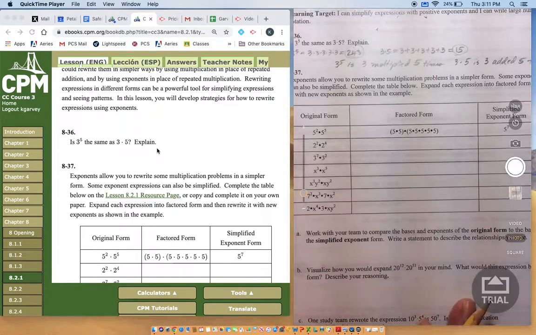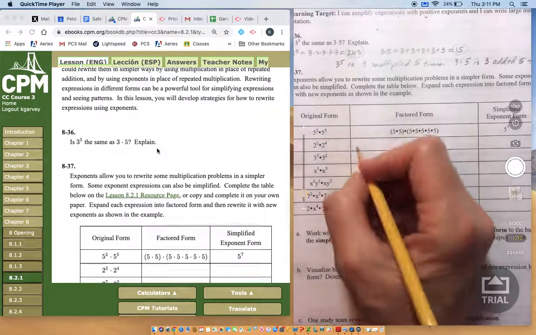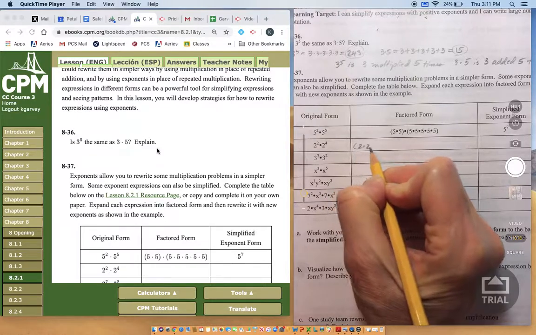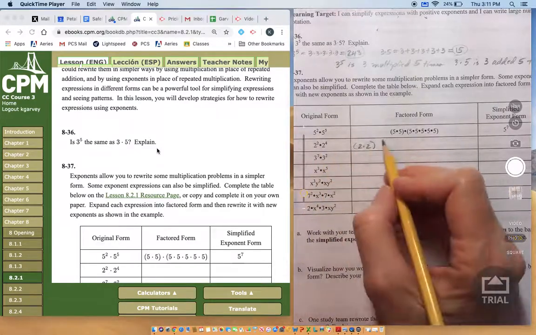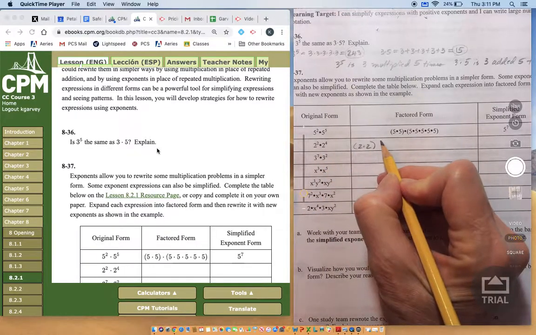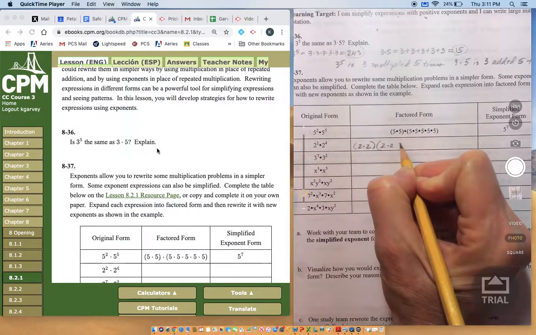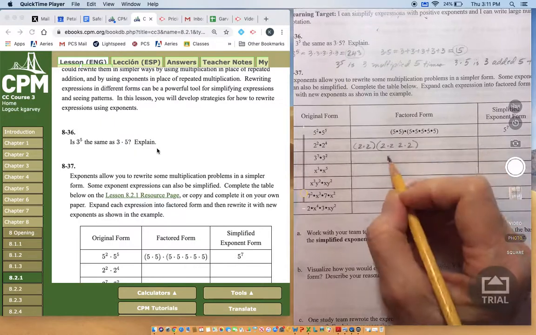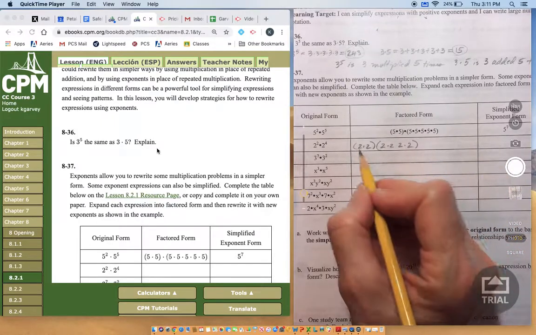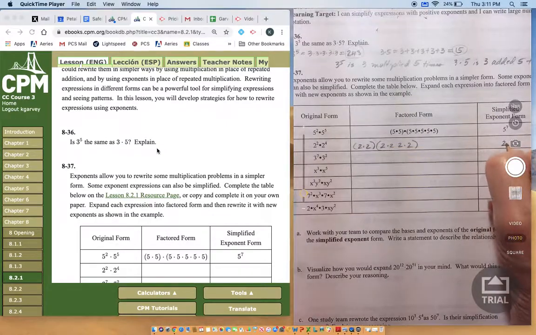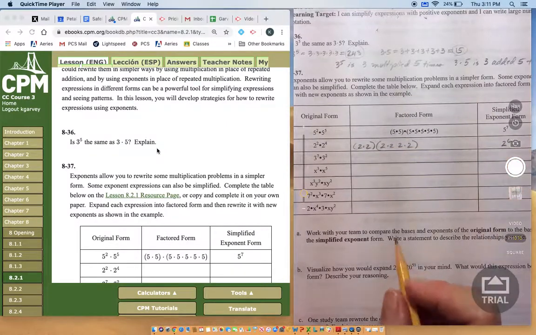All right, you've tried these problems yourself, so why don't you compare your answers to mine as I work through these problems. 2 to the second power, that's 2 times 2. 2 times itself twice. And then 2 times itself 4 times looks like this. And if we count up the 2's, 1, 2, 3, 4, 5, 6, we get 2 to the 6th power.